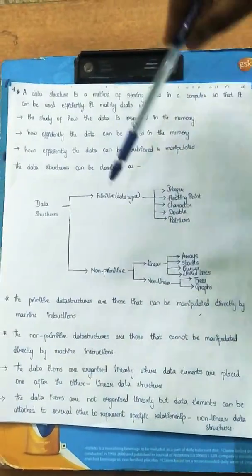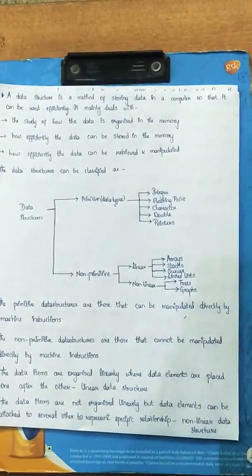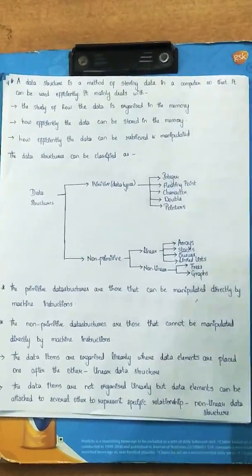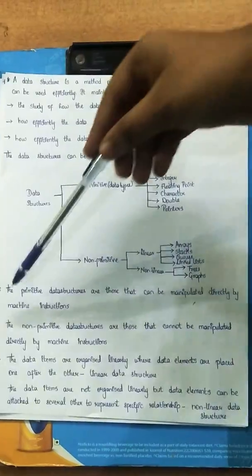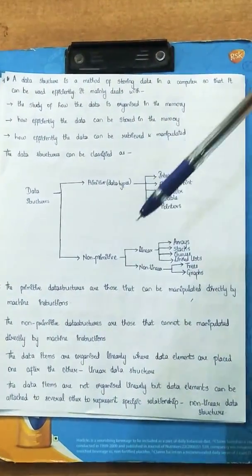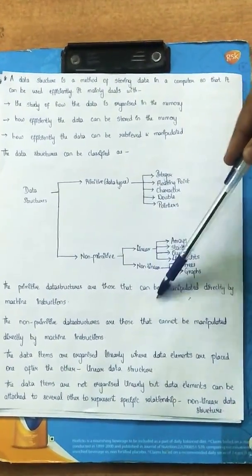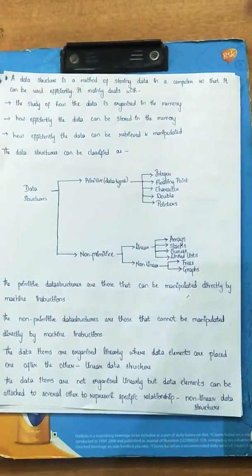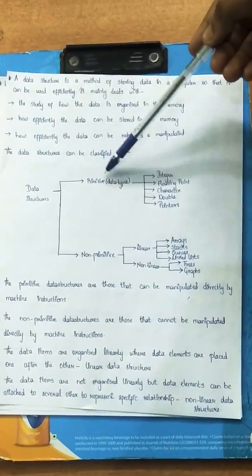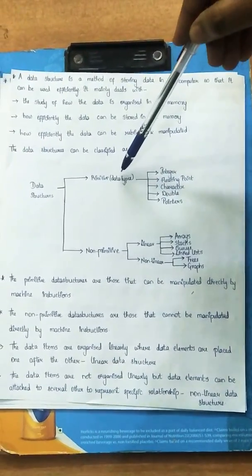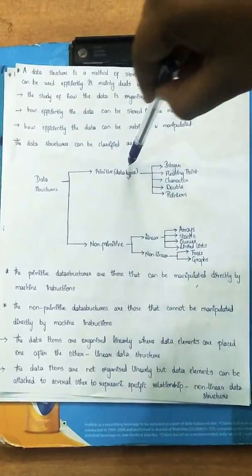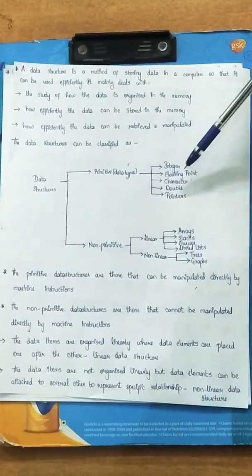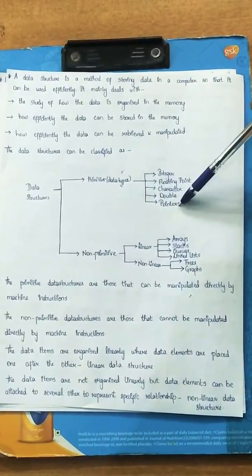A data structure is classified into primitive type of data structure and non-primitive type of data structure. What is a primitive type of data structure? A primitive type of data structure is a kind of data structure that can be manipulated directly by the machine instructions. Primitive data structures include the C data types such as integer, floating point, character, double and pointers.